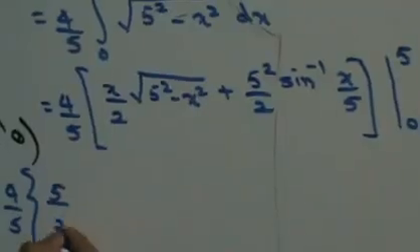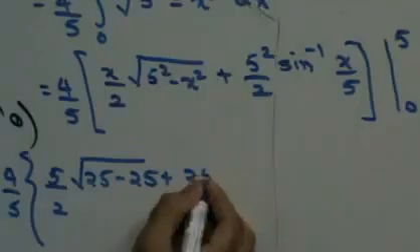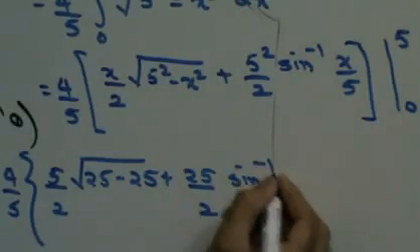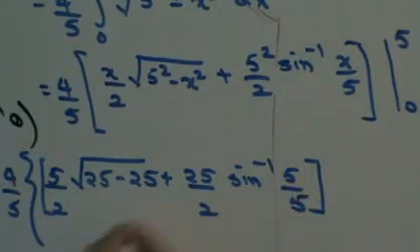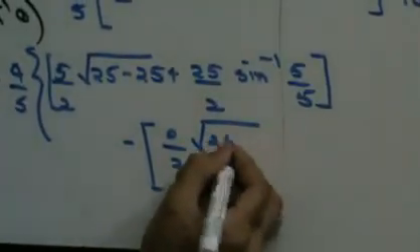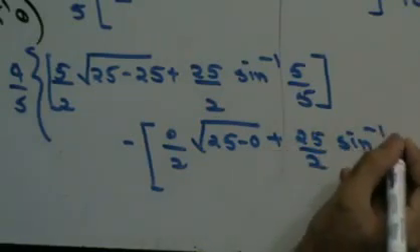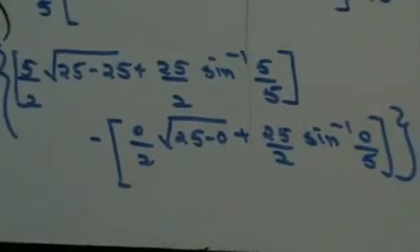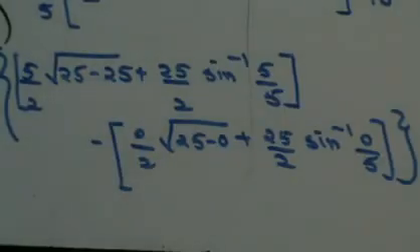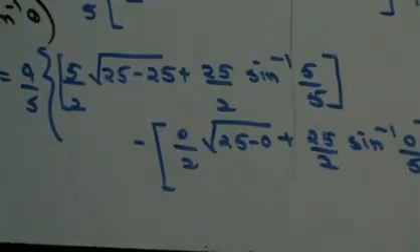So this is going to be 5 by 2 root of 25 minus 25 plus 25 by 2 sine inverse of 5 by 5. That's the upper limit, minus the lower limit: 0 by 2 root of 25 minus 0 plus 25 by 2 sine inverse of 0 by 5. Once you have this, you can solve it and get the answer. This can be written as 4 by 5.